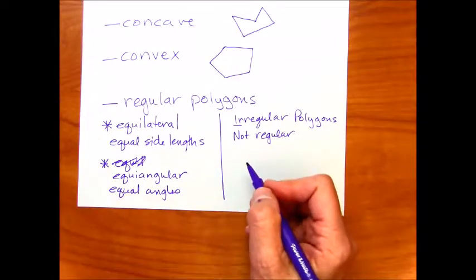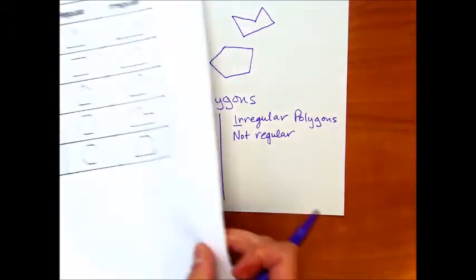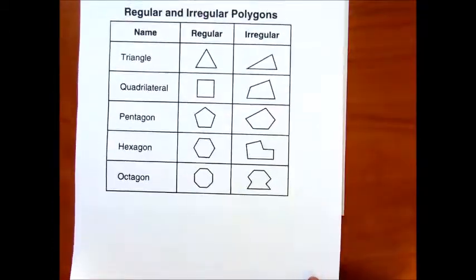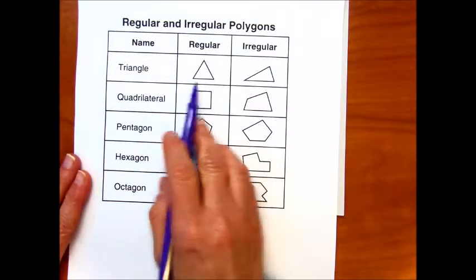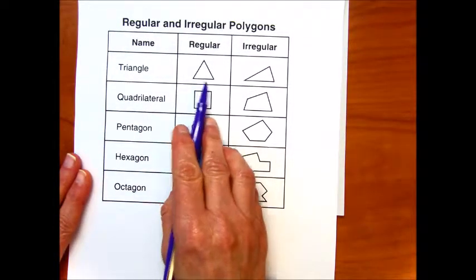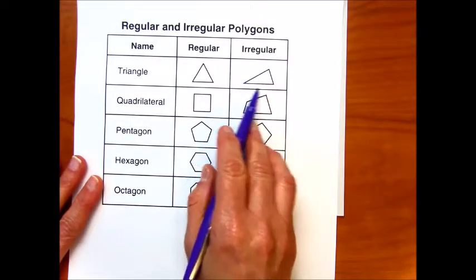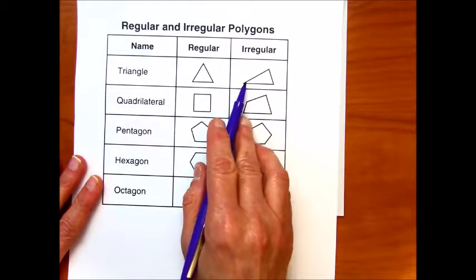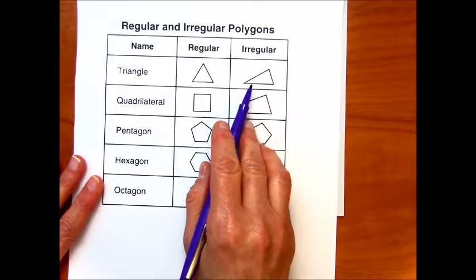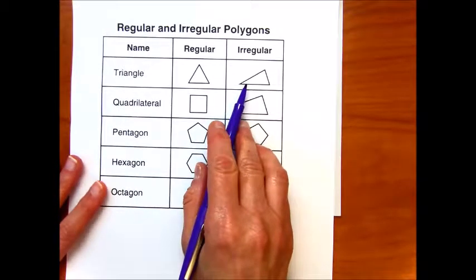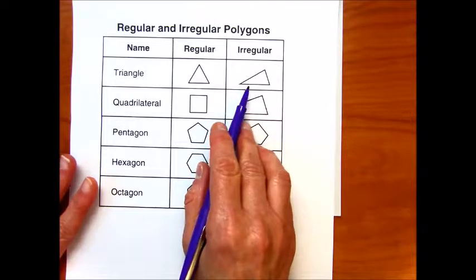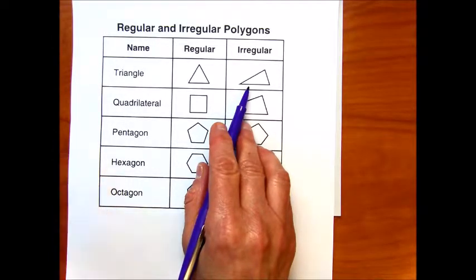And so here are some examples. In this case we have a triangle. This would be a regular triangle, but notice in this irregular triangle the side lengths are clearly not the same, and then the angles of course are not going to be the same. Now you can have some triangles in which 2 of the 3 sides are equal, or 2 of the angles are equal, but that third side or that third angle is not equal, and that still would make it irregular.